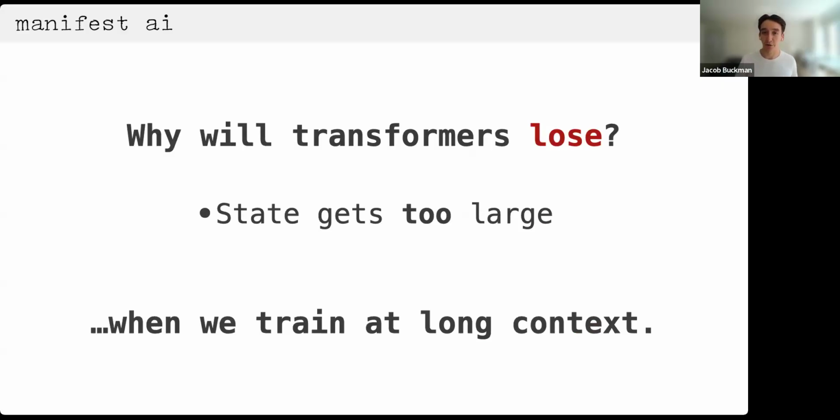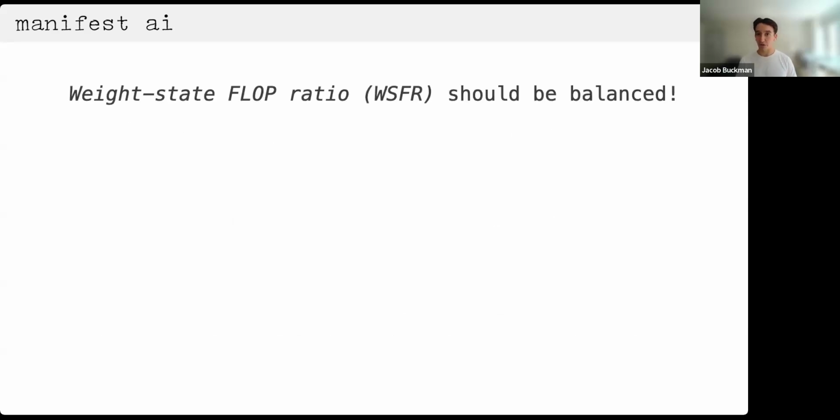Given that I just talked about how important state scaling is, what does it mean for the state to get too large? This is where I want to bring up a different concept, something we call the weight state flop ratio. In general, based on the functional representation we saw before, you can divide any calculation into one of two camps: either a weight flop, which means multiplication between an activation and a parameter, or a state flop, which means multiplication between a state element, for example something in the KV cache, and an activation. These two types of flops account for virtually the entire flop budget of basically every architecture.